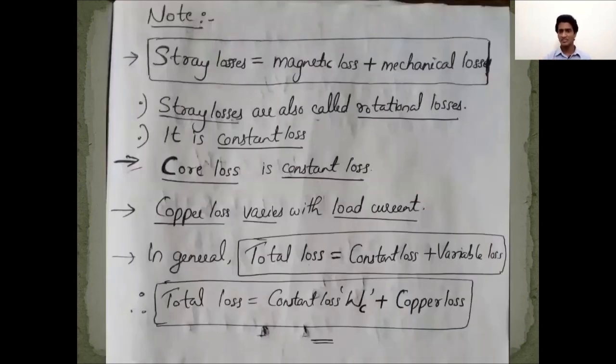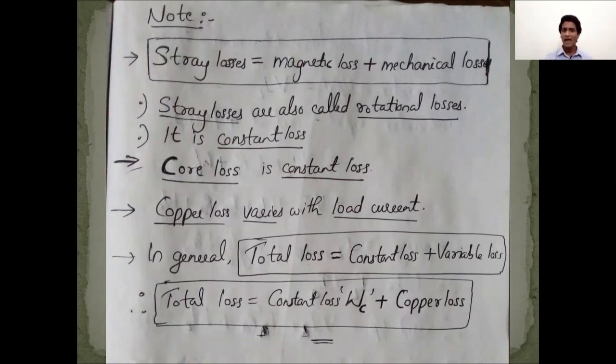And let us have a look at some important notes. The sum of magnetic loss, meaning iron loss, and the mechanical loss together is called stray loss. In some problems you may see that stray loss will be given. So we should know that stray loss is equal to magnetic loss plus mechanical loss. The stray losses are also called rotational losses. Why? Mechanical loss will obviously occur only when the armature is rotating or connected to my mechanical load.